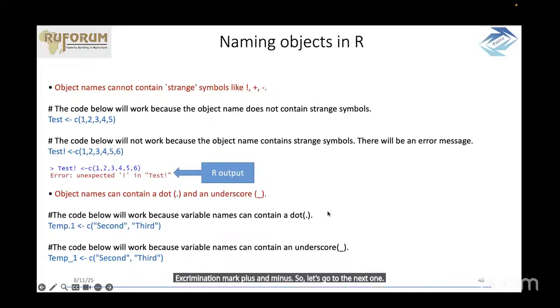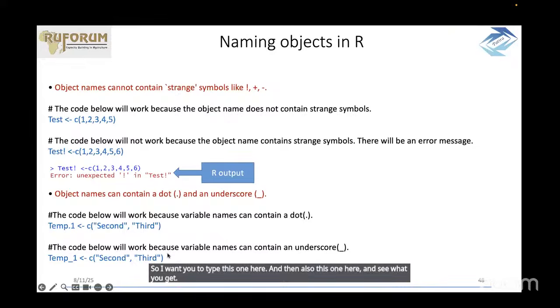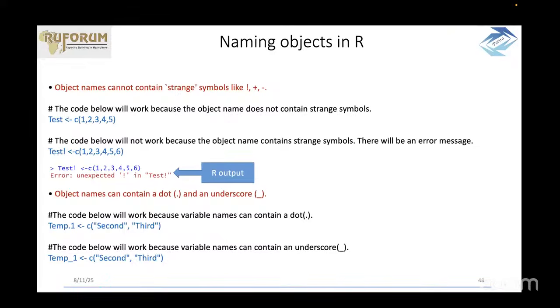The name can contain a dot. The name can contain underscore. So I want you to type this one here, and then also this one here, and enter and see what you get. When you're done, just put a yes.